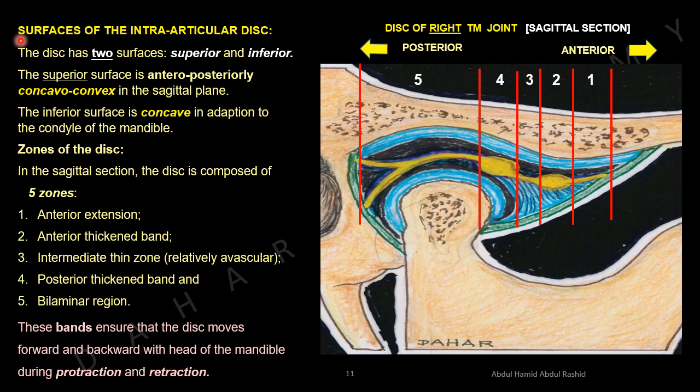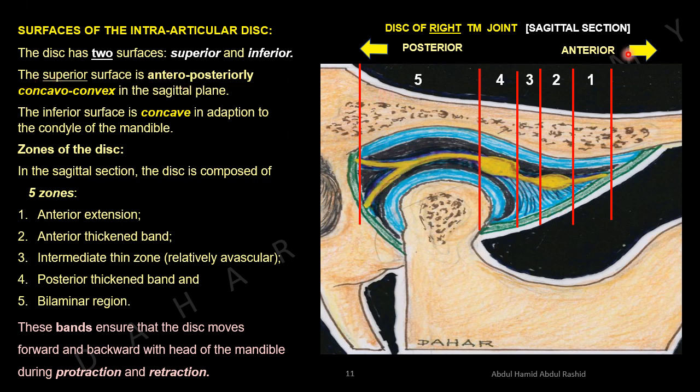Let's continue with the intra-articular disc. Let's see the diagram here. This is the sagittal section of the right temporomandibular joint. This is anterior, this is posterior. This yellow color is the intra-articular disc. The surfaces of the intra-articular disc. The intra-articular disc consists of two surfaces, superior and inferior. This is the superior surface and this is the inferior surface.